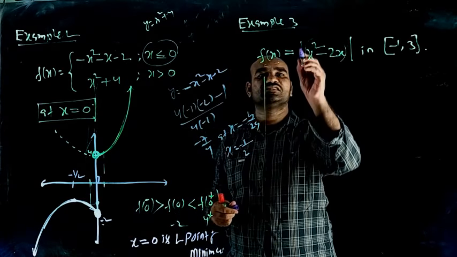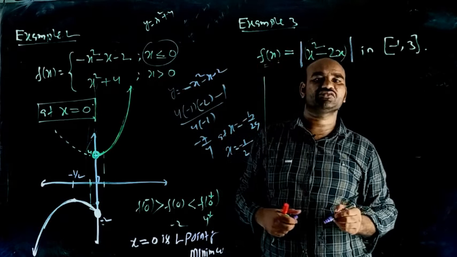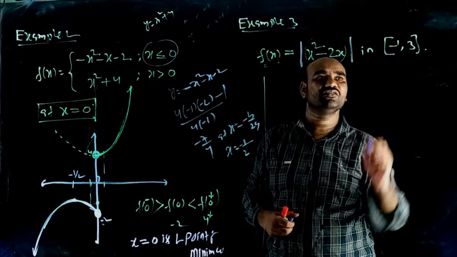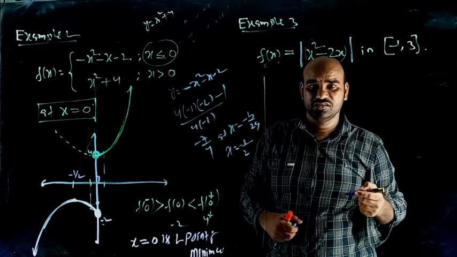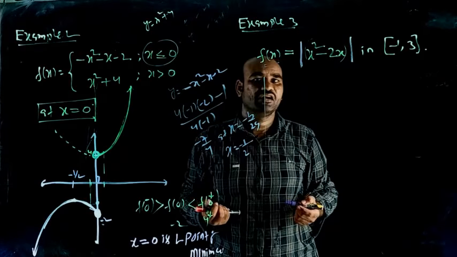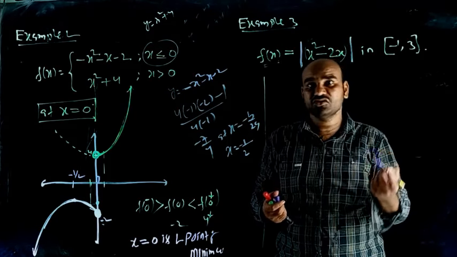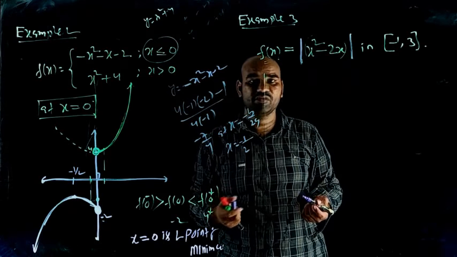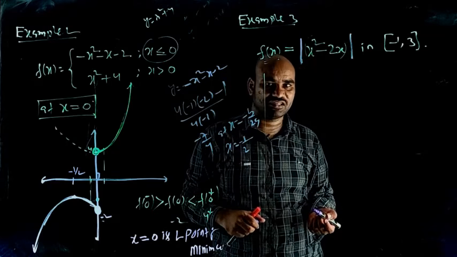Example 3. F of x equal to modulus of x square minus 2x in the interval minus 1 to 3. X is taken from minus 1 to 3. Which x gives the maximum of mod of x square minus 2x, and which x gives the minimum? That we should find now, with a graphical explanation.